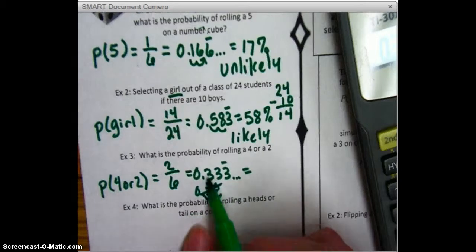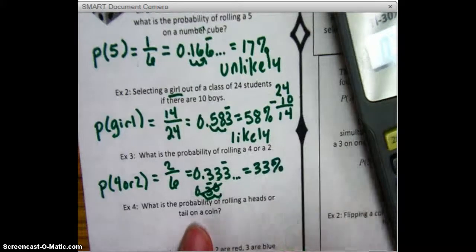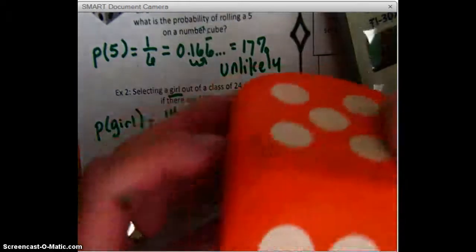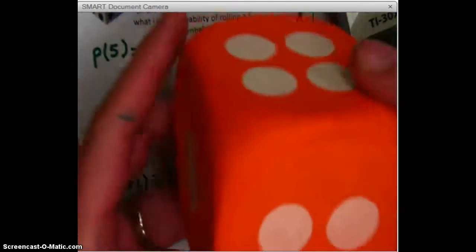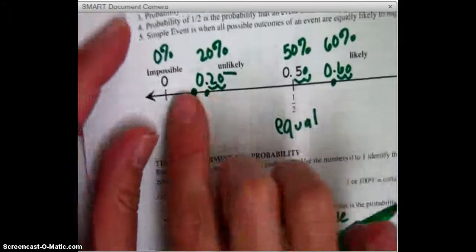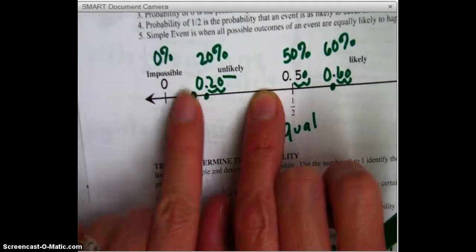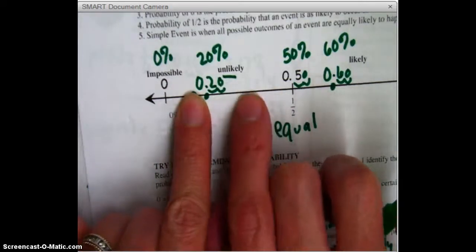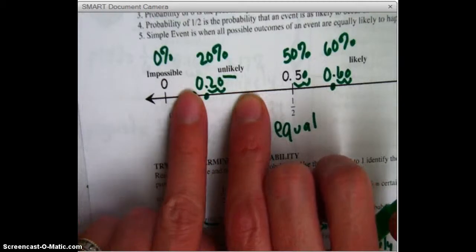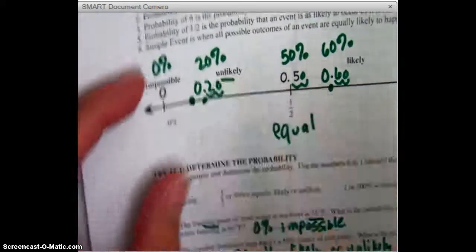Because it wouldn't be 30%, it's 33%. So there's a 33% chance that you're going to roll either a 4 or a 2. On your likelihood scale, you have a better chance, because here's 33 over here, and rolling just a 5 was over here. So it's still unlikely that it's going to happen, but you have a better chance of rolling a 4 or a 2 than you would just rolling a 5.